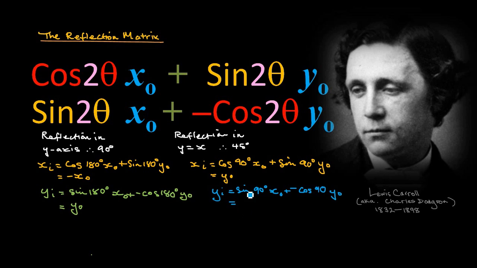Therefore, the y coordinate of the image is, well, sine of 90 is 1, so it just becomes the x coordinate of the object, and cosine of 90 is 0, so all of this gets eliminated. So we have got what we were expecting. In a reflection in y equals x, the x coordinate of the image is going to be the y coordinate of the object, and the y coordinate of the image is the x coordinate of the object. So there we are.